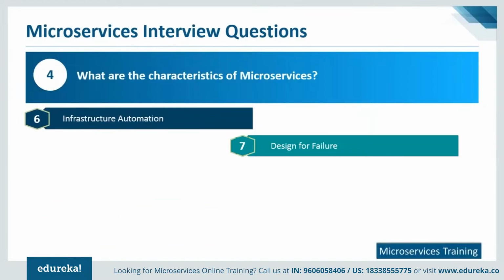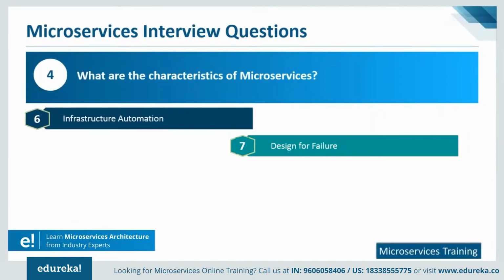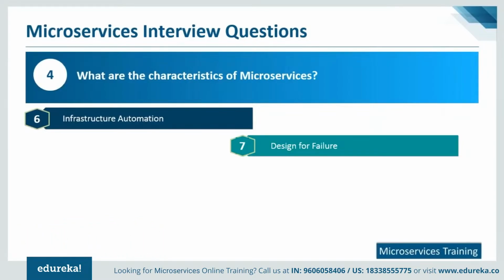Infrastructure automation. Yes, this is an important point. Now, since you have so many microservices, it is important that there is proper automation. This ensures speedy development and also maintenance. Design for failure. Now, this is another important point.